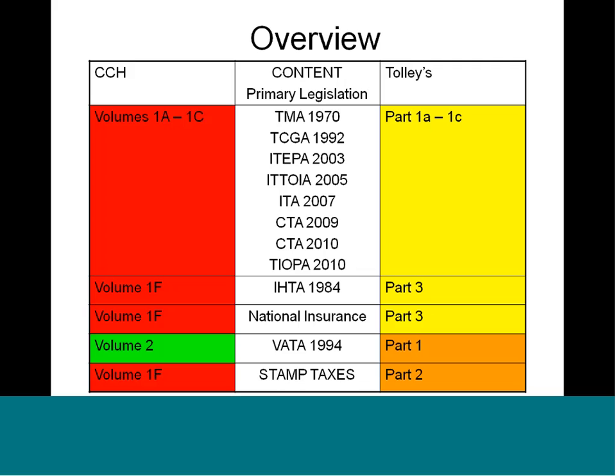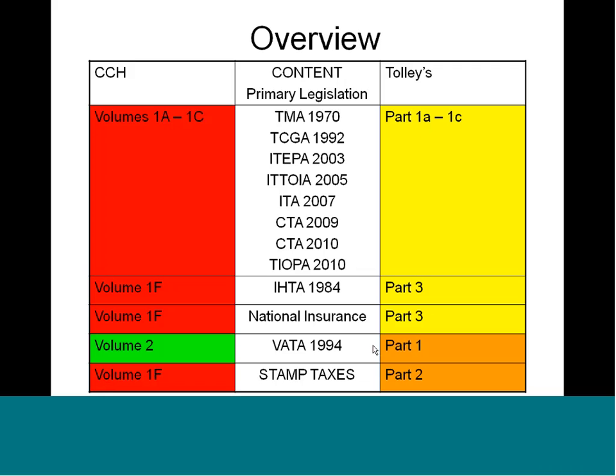So what we're doing is we're working our way down through date order. In the next book, for Tolley's, that's 1B. You've got ITEPA, so that's 2003. You've then got ITTOIA, 2005. You've then got the Income Tax Act, 2007. And again, these are all shown with grey blobs at the side, and I think CCH do a similar sort of system. Then you go down into Book 1C, which has got your Corporation Tax Act and your international legislation.